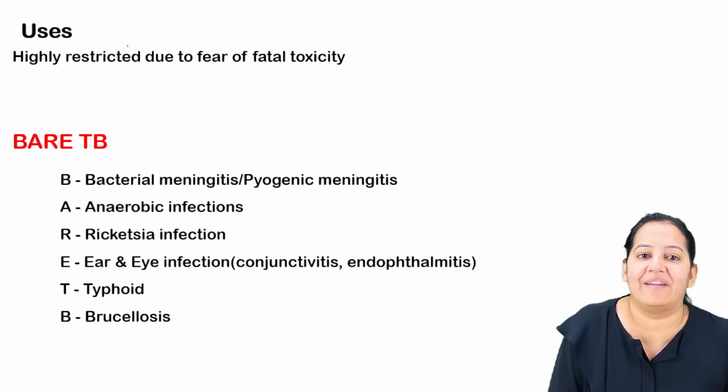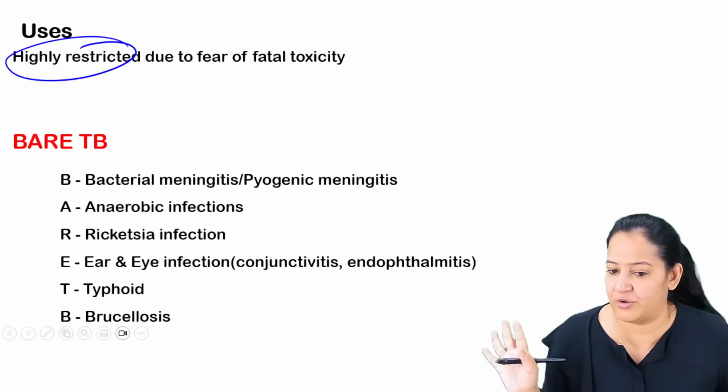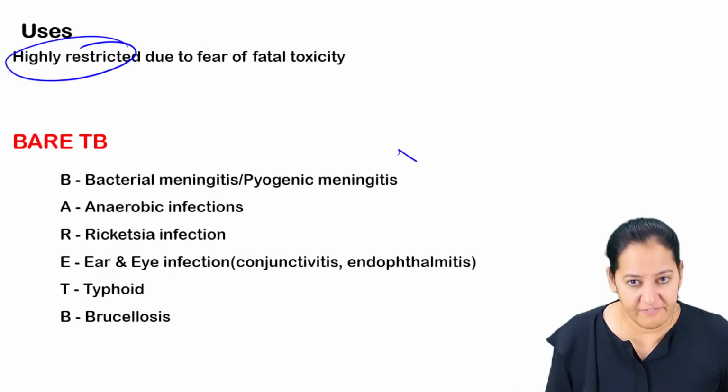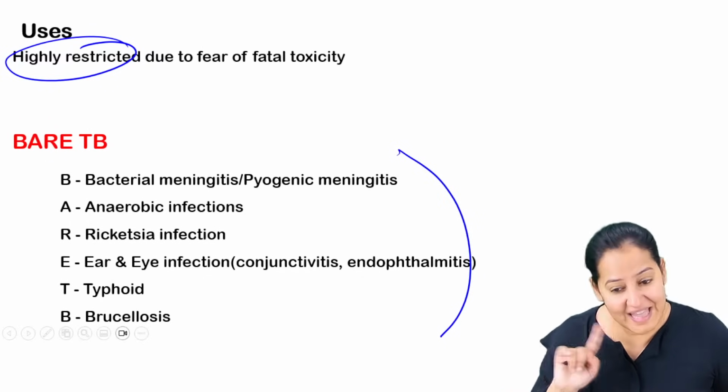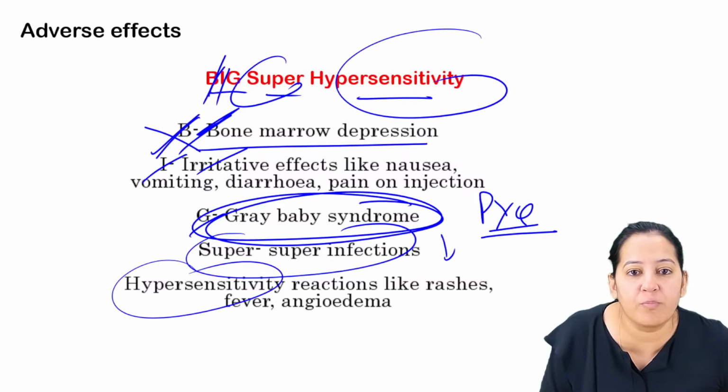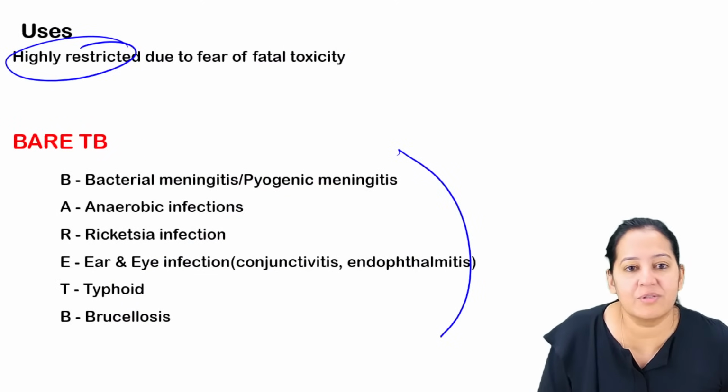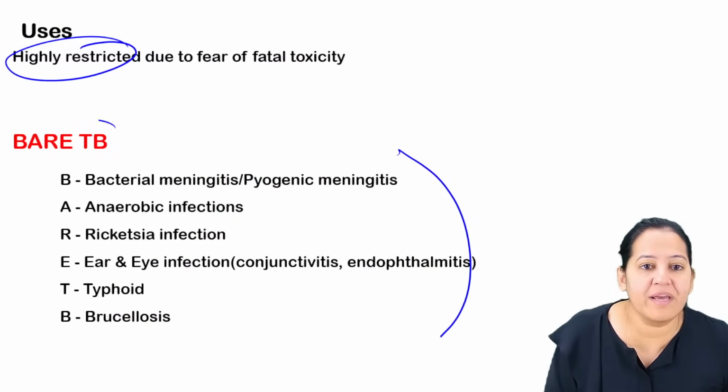Uses: although it's banned, so it is not the first choice. It is never the first choice. You can give it in these indications: if the first choice is not working, then give chloramphenicol. Otherwise, never give chloramphenicol to the patient because of bone marrow toxicity. It's a fatal side effect, so that's why it has highly restricted use. The mnemonic is Bayer TB.